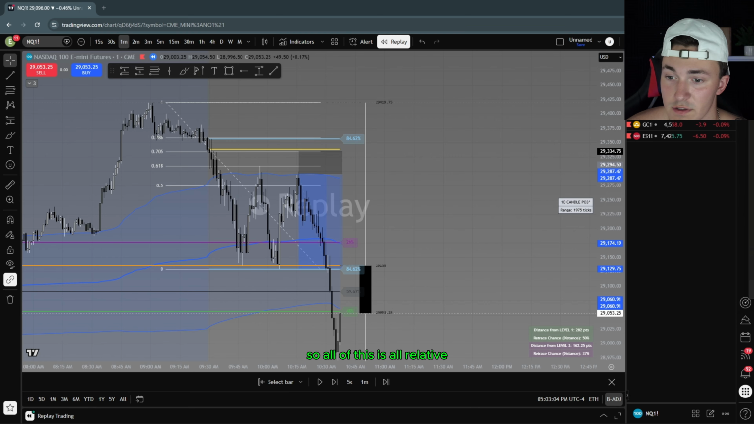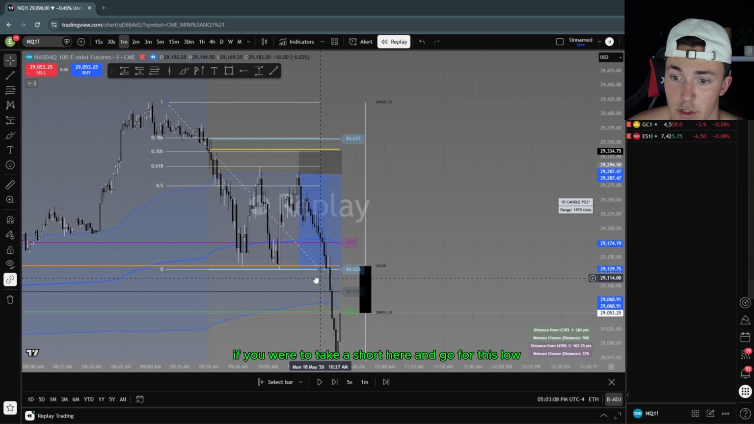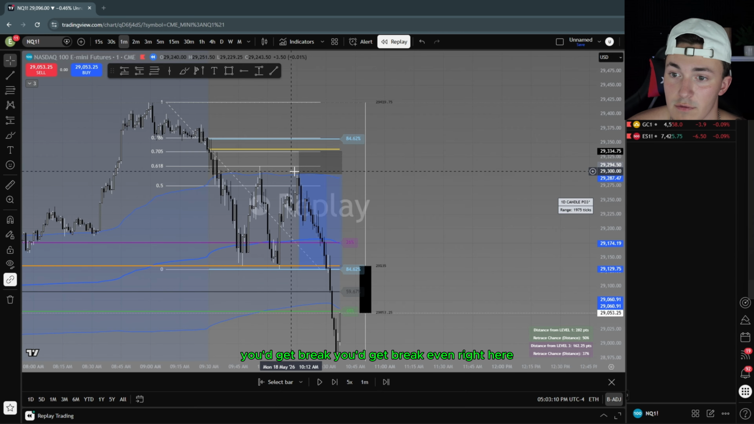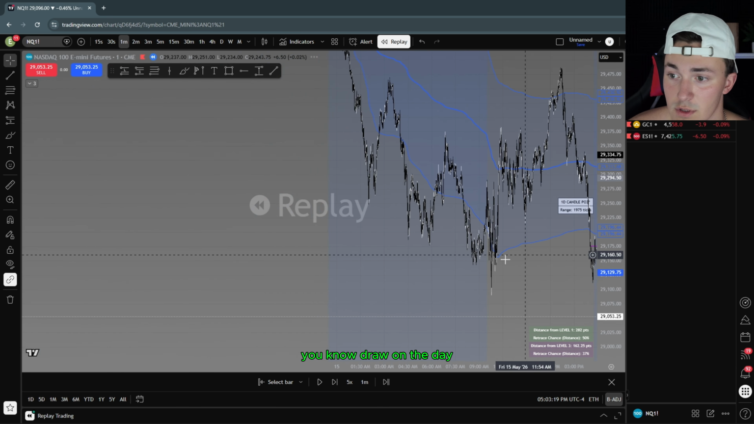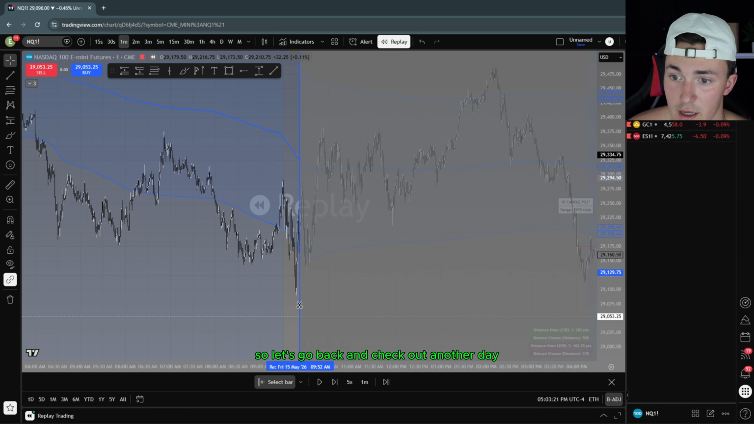So all of this is all relative, and you can get break even, such as this. If you were to take a short here and go for this low, you'd get break even right here. In the overall grand scheme of things, we can use this as a draw on liquidity, as a super simple draw on the day. So let's go back and check out another day. We'll go back to something like this.